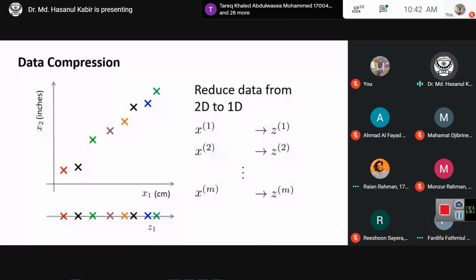So in this case, if we have the data like this, what do you think? Where would we have the principal component here?